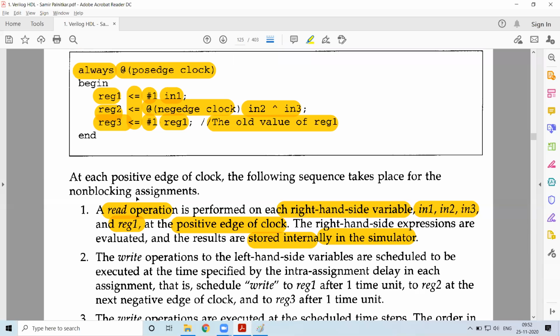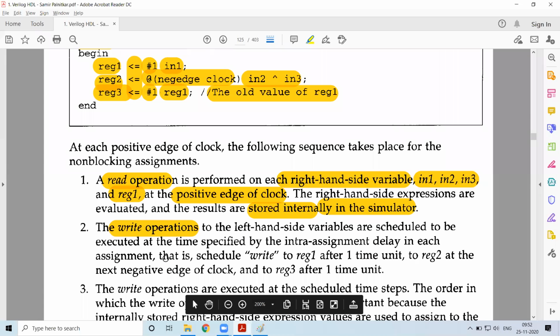Next, you have to go for the write operations. Write operations in the sense, you have read these instructions and there is an assignment operator. So this information has to go and sit in these reg 1, 2, and 3 registers. You should write that information into these registers. That is what has to be done in this case.